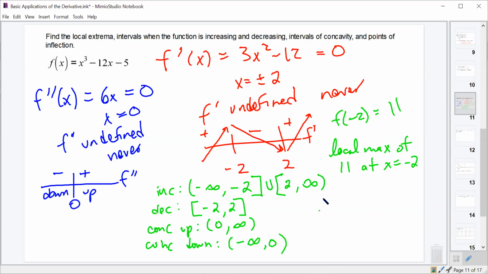What about a local min? Plug in our x equals 2 value. So we'll find f of 2, which should be 8 minus 24, which is negative 16, minus the 5 is negative 21. So negative 21 at x equals 2. Everybody good with that?